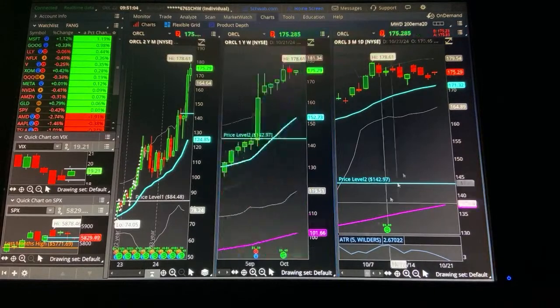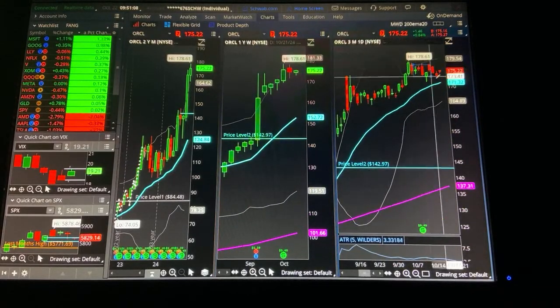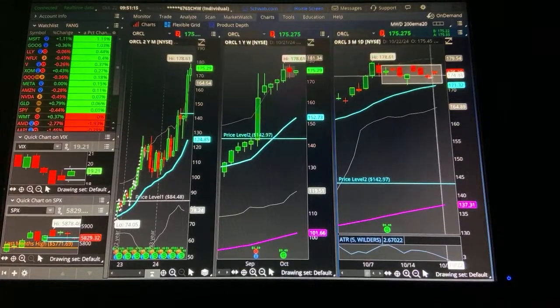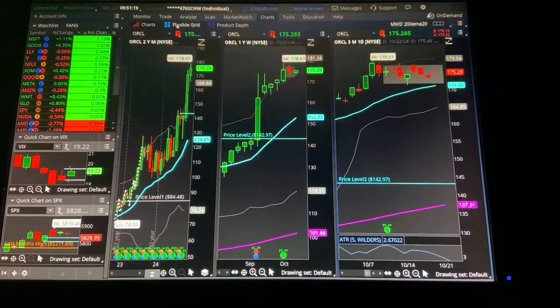Kind of rangy over the past couple days. There might be better ones on the dock right now. Now this thing is lined up, right? Monthly, weekly, daily up, which is good. We're in the base right here though on dailies.